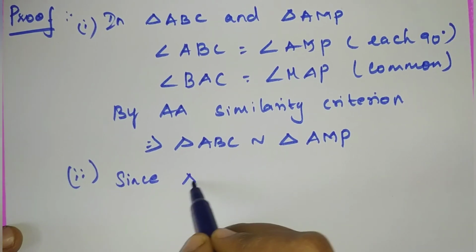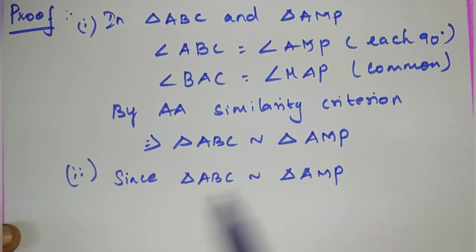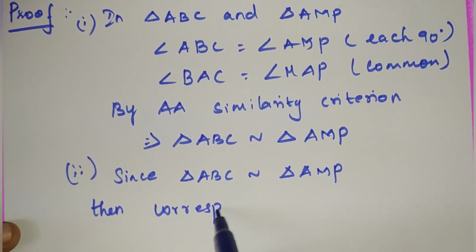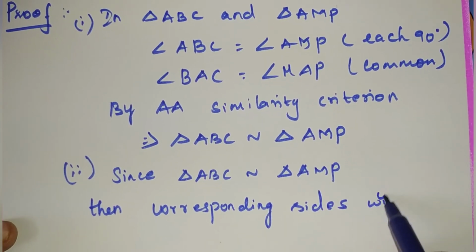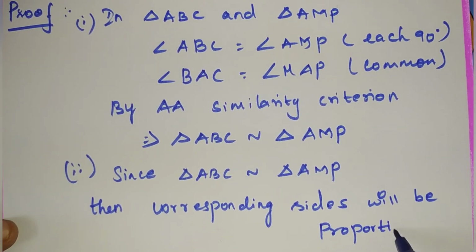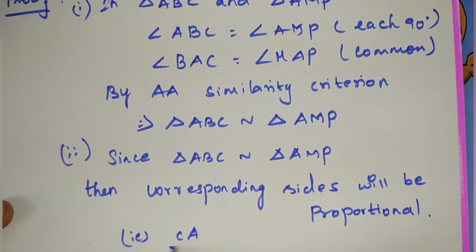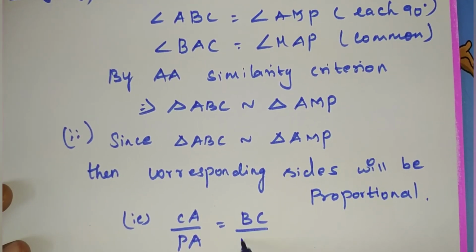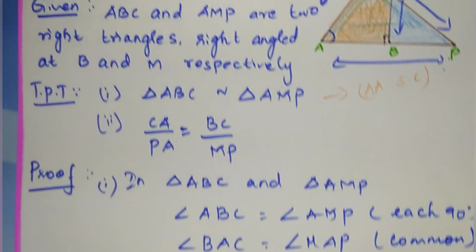Since triangle ABC is similar to the triangle AMP, the corresponding sides will be proportional. That is, CA divided by AP is equal to BC divided by MP. The second one is also proved. Clear all of you? Thank you.